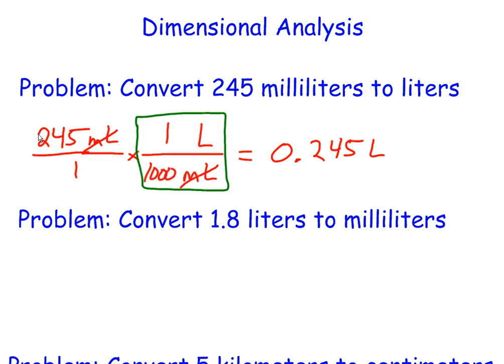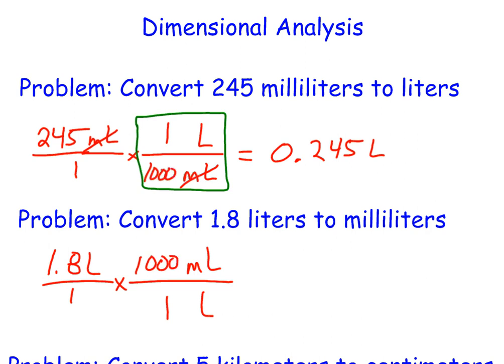Here we're starting with 1.8 liters. And so here our conversion factor will have liters on the bottom and milliliters on the top. So 1 liter, 1,000 milliliters. Again, my liters cancel out, and I end up with 1,800 milliliters.